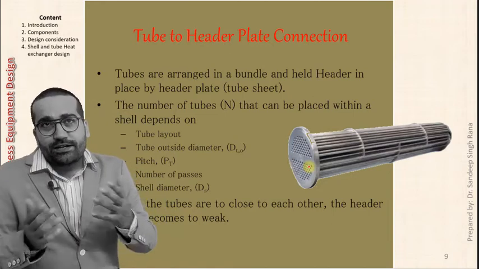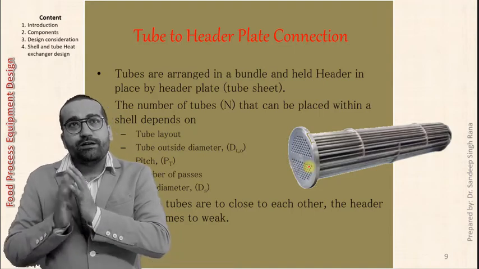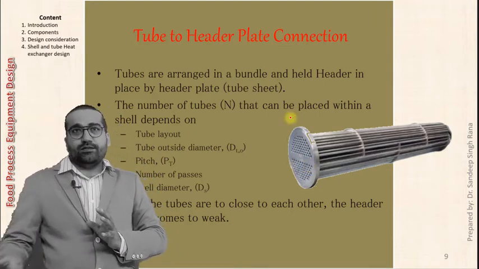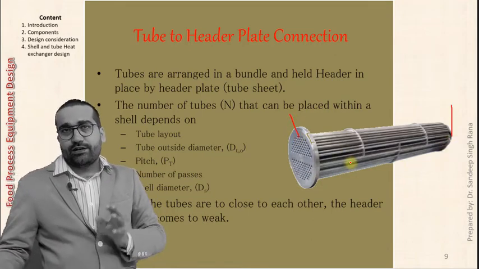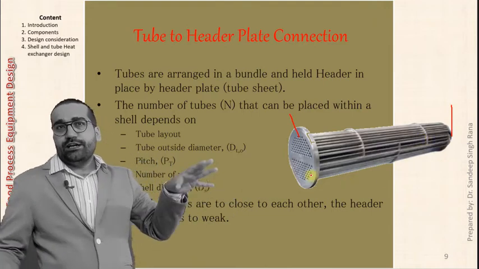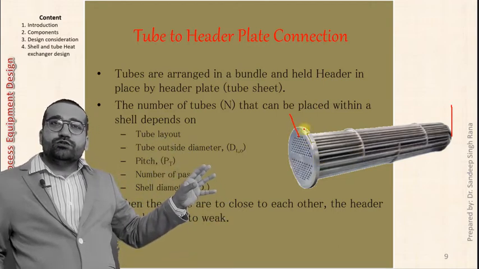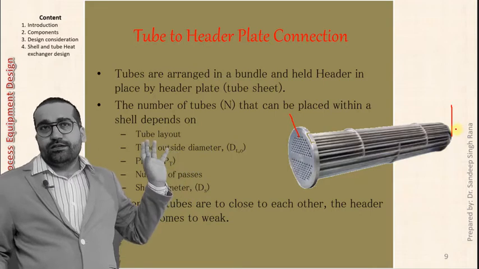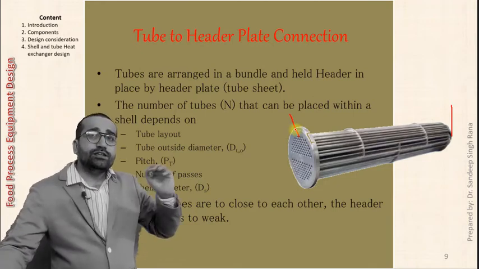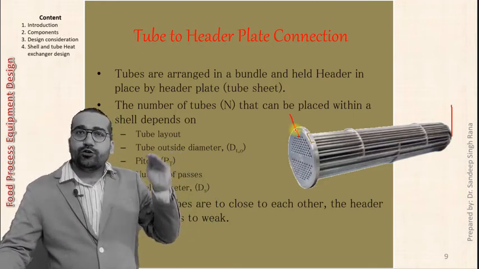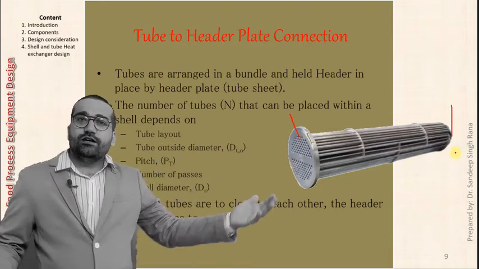The tubes are arranged in a bundle and held in place by head plates. So this will be one and another end will be the other one. Anyway, this is the U type shell and tube heat exchanger, so there is only one head. If it is two, this is the header and this is the end plate, known as the head plate. Where the fluid is entering for the tube side fluid, that is the header, and where it is exiting, that is the end plate.